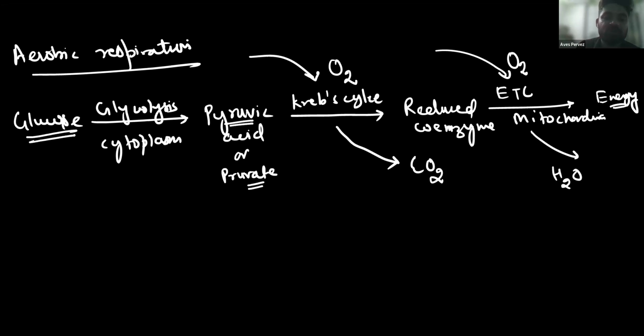And this step does not require oxygen, so I don't write any oxygen here. Now this pyruvic acid, when it gets oxygen, gives you carbon dioxide and the reduced coenzymes. And these reduced coenzymes again get the oxygen and give you water plus energy. These two steps, the second step and the third step, occur in the mitochondria. The first step, that is glycolysis, occurs in the absence of oxygen. It does not require any oxygen.